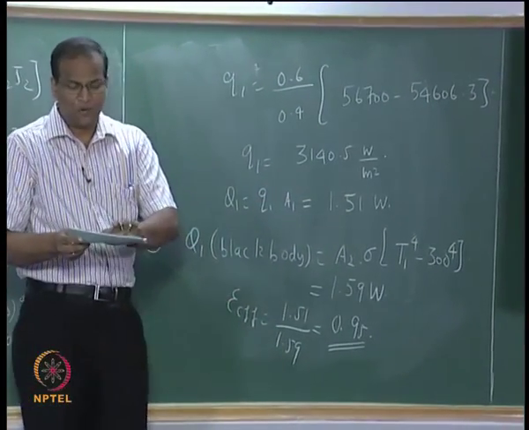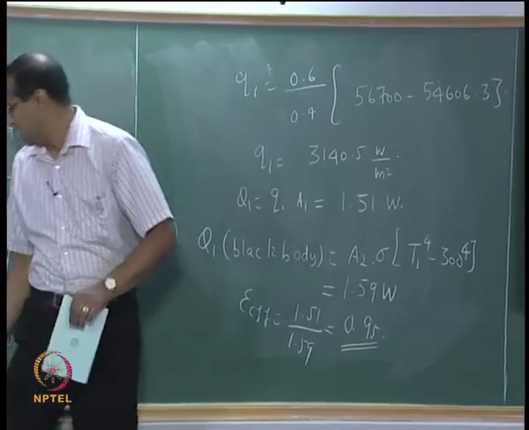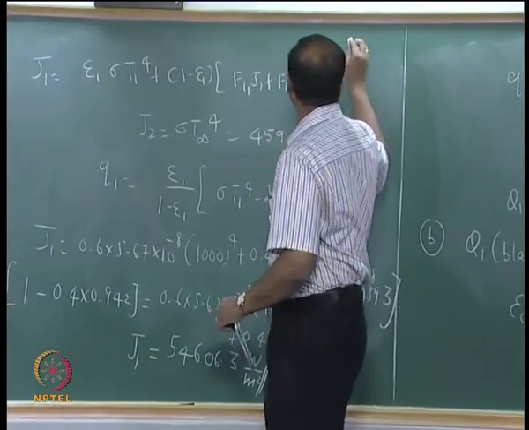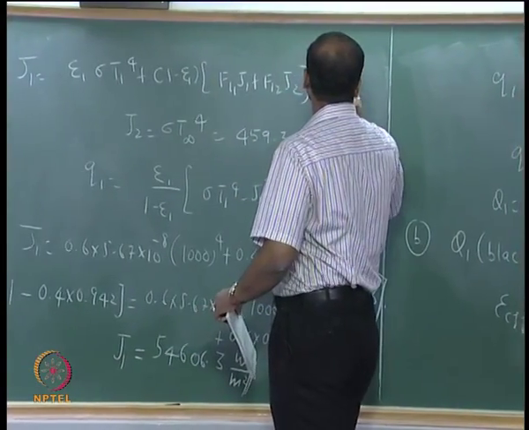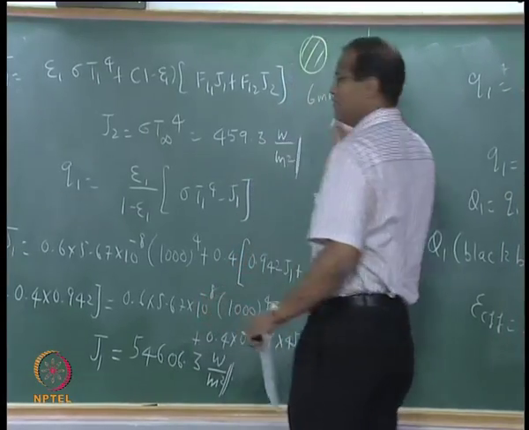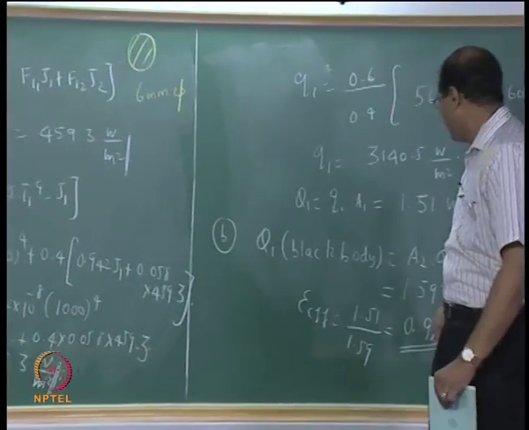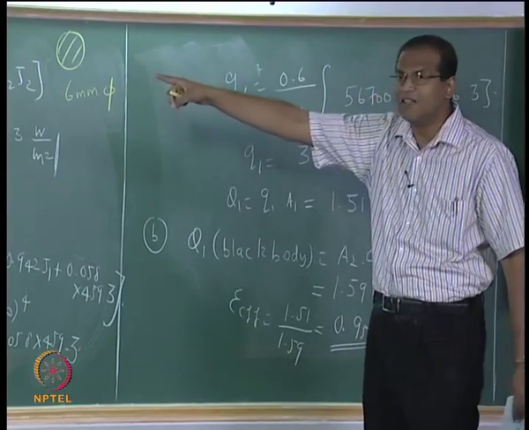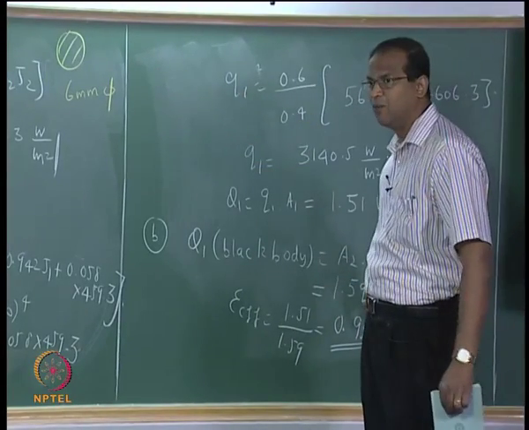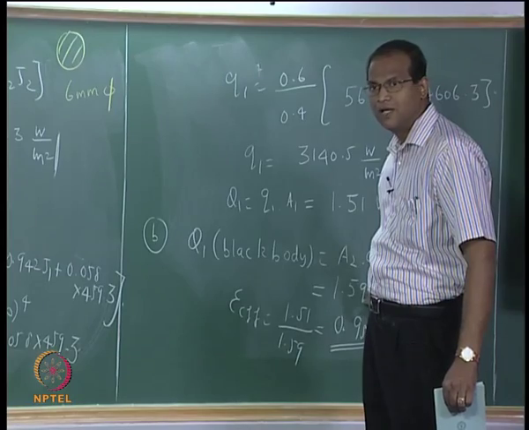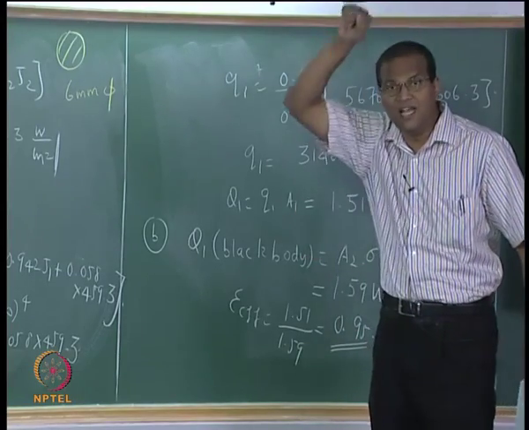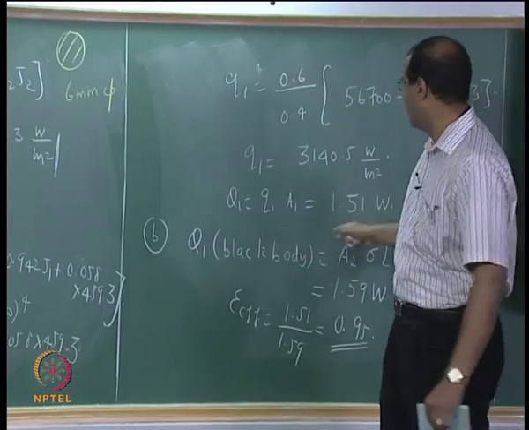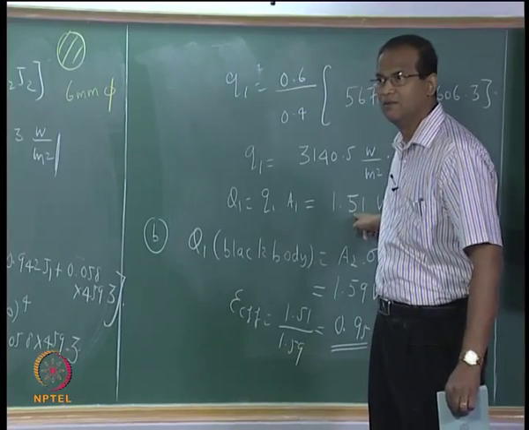Suppose I just leave an area at the top like this, if it is a black body the heat transfer rate is 1.59, if it is a body with emissivity of 0.6 the heat transfer is only 1 watt. Are you getting the point? Therefore, by drilling or boring a hole from 1 watt we are able to take it up to 1.51.